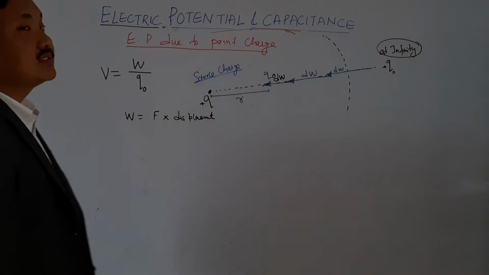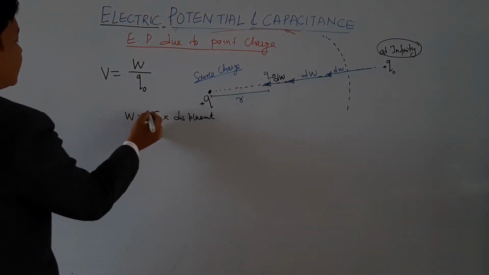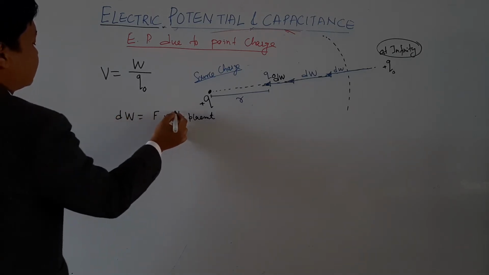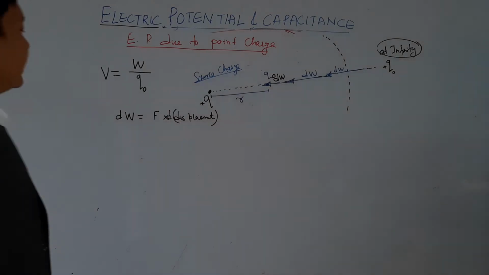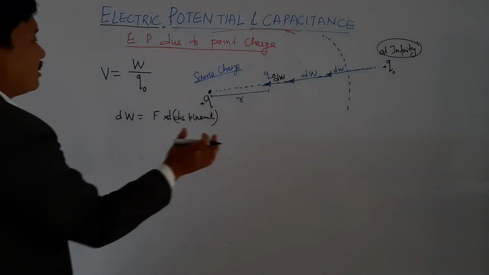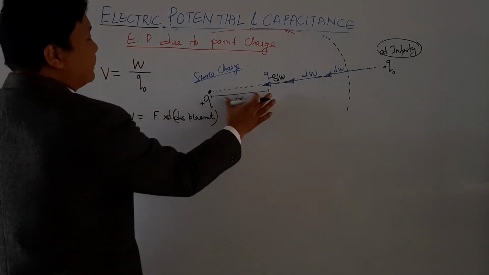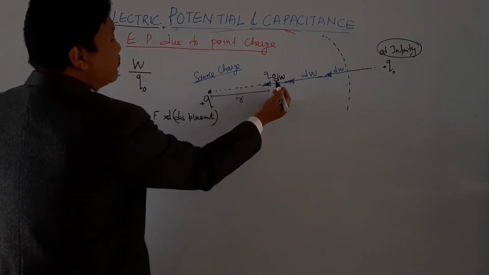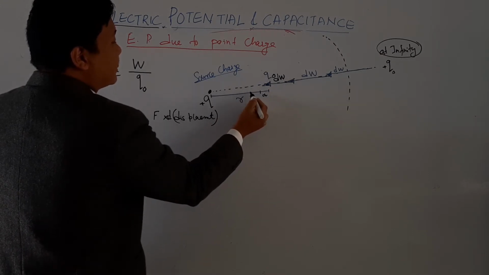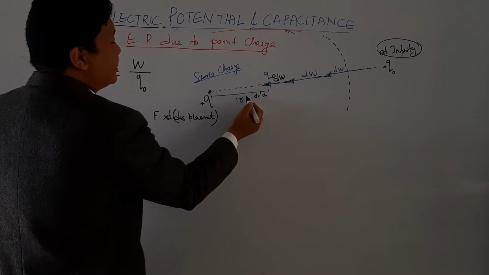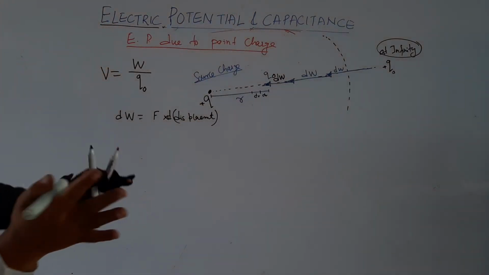Okay, force into displacement. So you can always write a small dW. This is dW and this is the small displacement. Now the small displacement will give me R. Whenever you want to bring this from Q0 to Q, you have to do a small dr, and if you add all of them, then you will get the total.